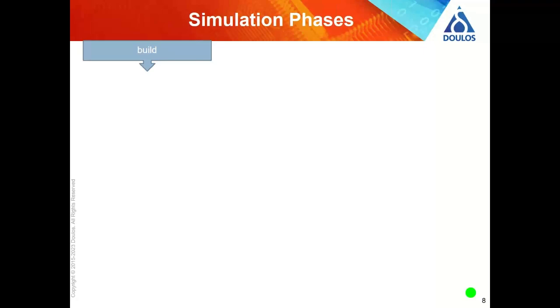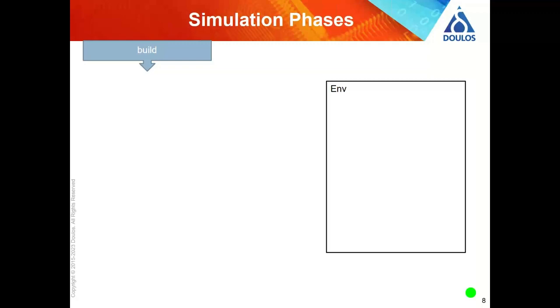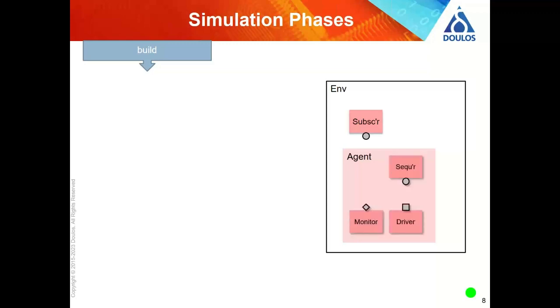Initially there is a build phase. During the build phase, that's where UVM components get instantiated. Okay, so here's our environment. It's going to be running top down. The environment instantiates a subscriber and an agent. The agent in turn is going to instantiate its sequencer, driver, and monitor components. Okay, so that's the first phase. Then there's a connect phase. The connect phase is going to make the connections between these components. These are all transaction level connections.